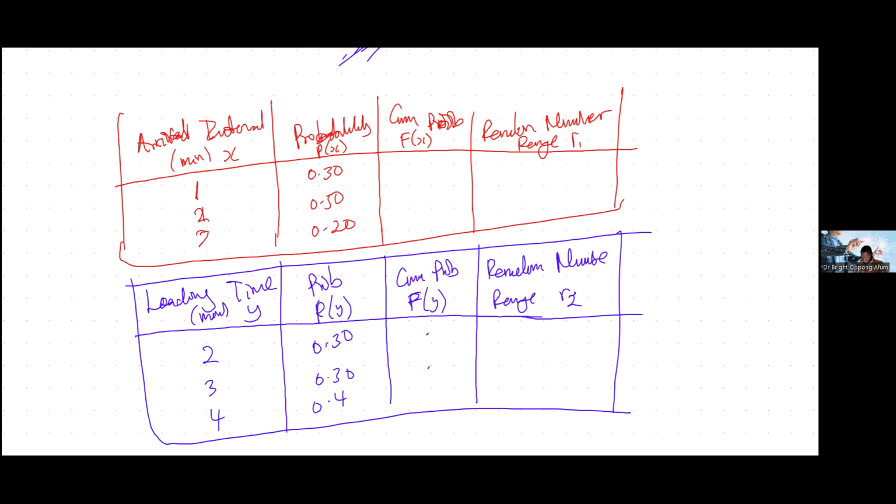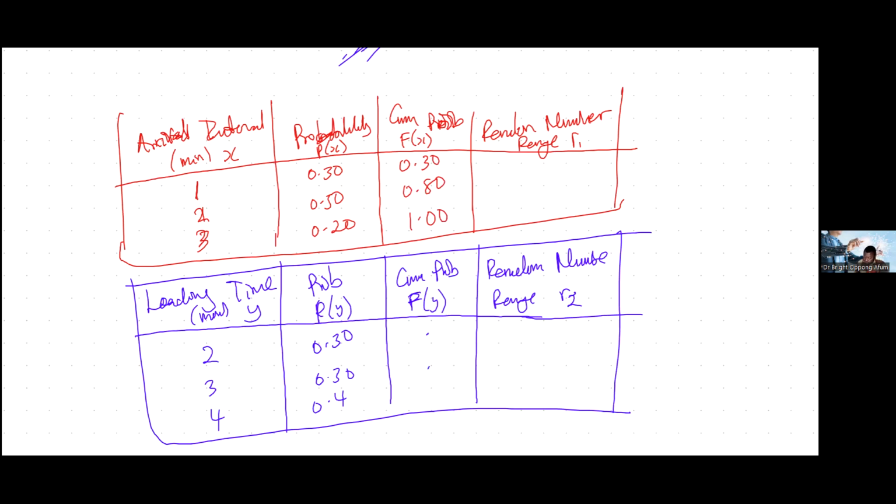Then we have the probability on the data, right? So the cumulative function for this will be generated at 0.3. 0.3 plus 0.5 will be 0.8. Then we have that. Right, so what will be the random number range for the first one?